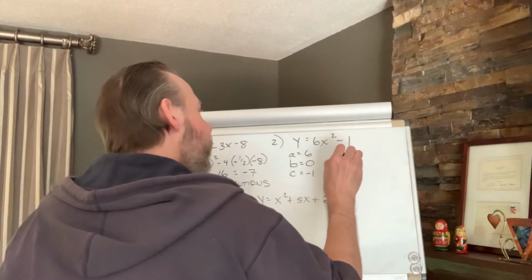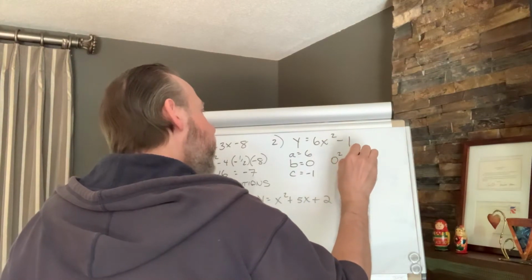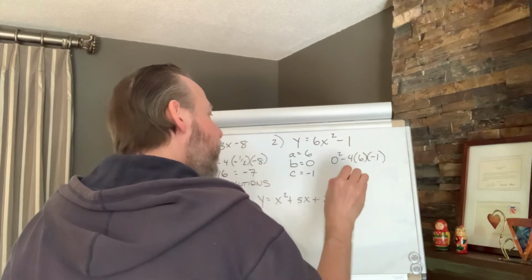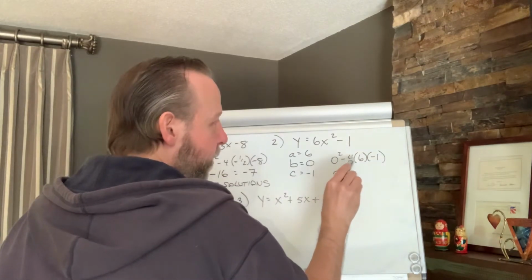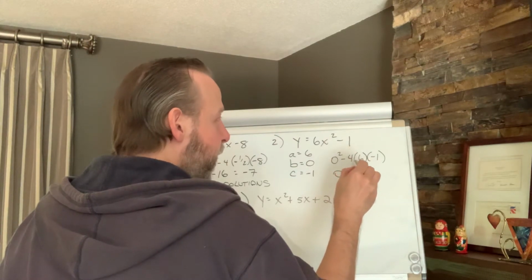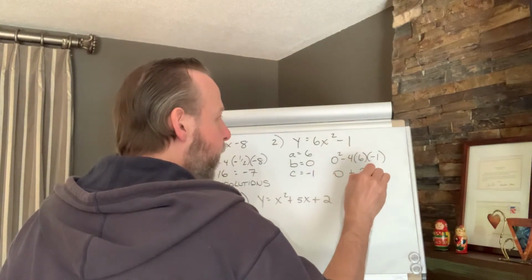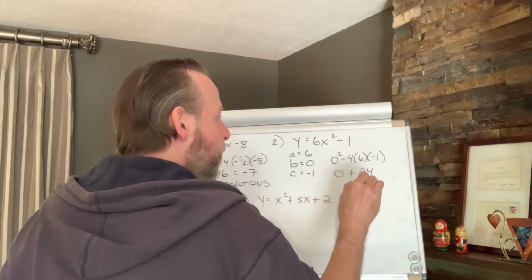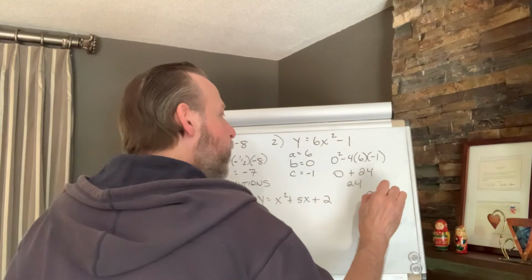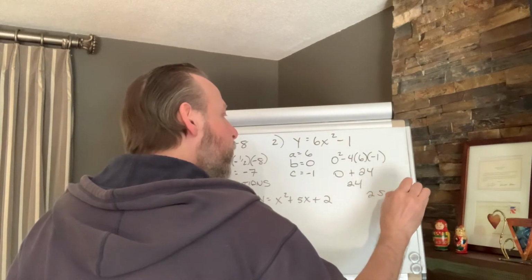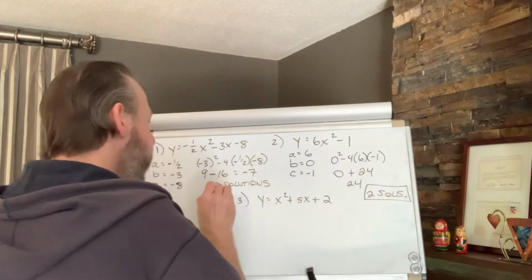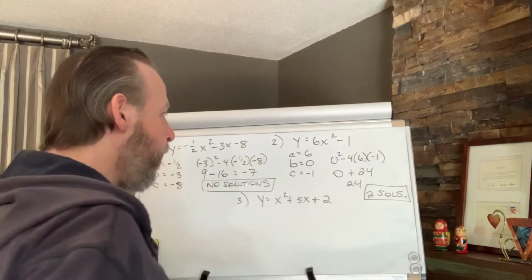B squared minus 4AC, that's 0 squared minus 4 times 6 times negative 1. 0 squared is 0. Negative times a negative is a positive. Negative 4 times 6 was negative 24 times negative 1 is positive 24. And that means that the discriminant is the number 24. So there are 2 solutions. All right. So 2 solutions there. No solutions for number 1.